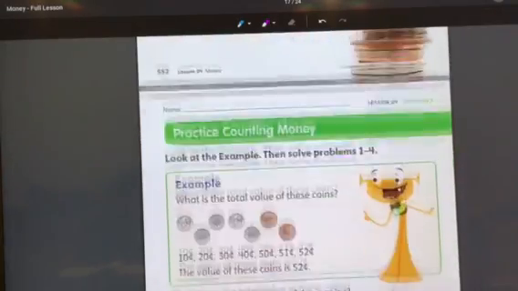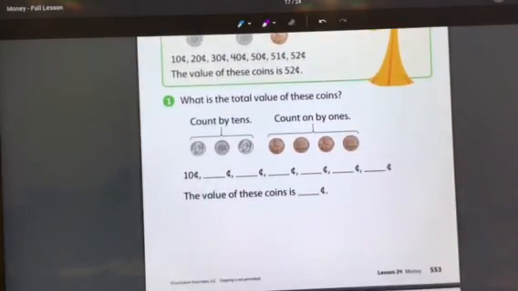All right, you're going to be moving on to the green pages and doing the same thing to practice counting on your own. Please remember when you're counting by dimes, you're counting by tens. When you move on to pennies, you are counting by ones.